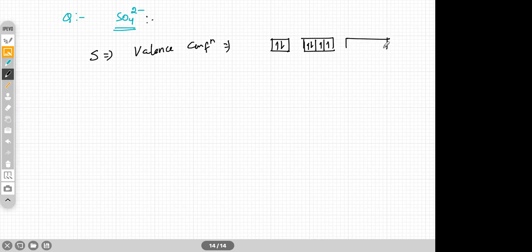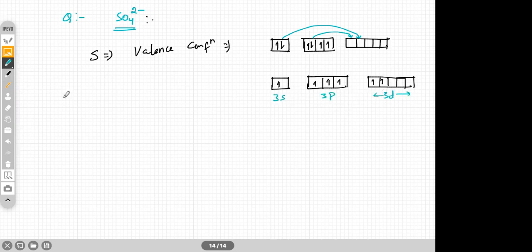And this 3d orbital is vacant, right? Vacant. But since we have 4 oxygen atoms, we must have 4 valence electrons here, right? And in order to get 4 valence electrons, this will go here in excited state and this will go here in excited state. So what we get here: 3s will have only 1, 3p will have 1 each, and 3d will have 2 electrons. Now we need 4 orbitals. So this is 3s, this is 3p, and this is 3d.